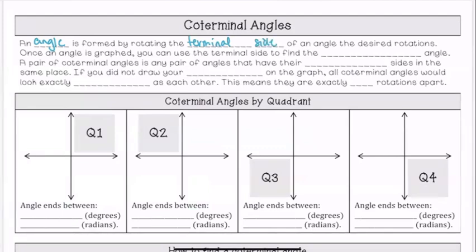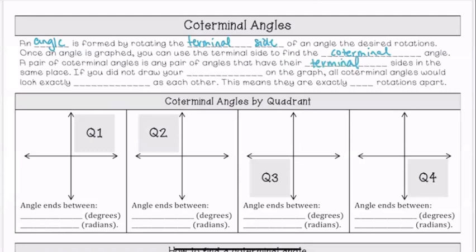Once an angle is graphed, you can use the terminal side to find the coterminal angle. Remember, co just means share, terminal means end, so share the end side. A pair of coterminal angles is any pair of angles that have their terminal sides in the same place.